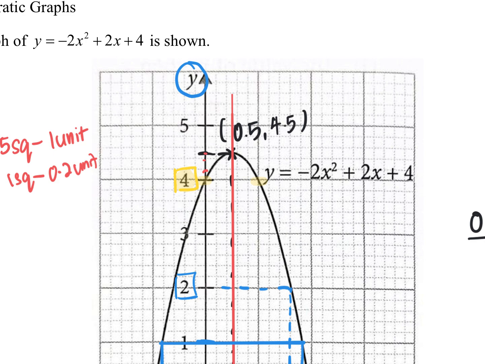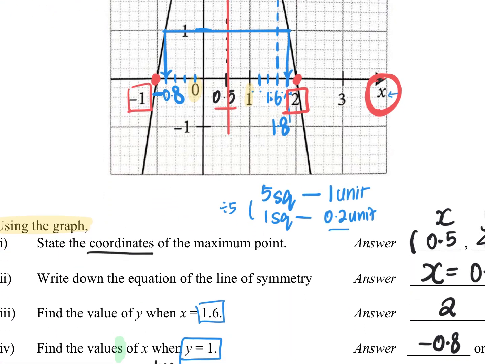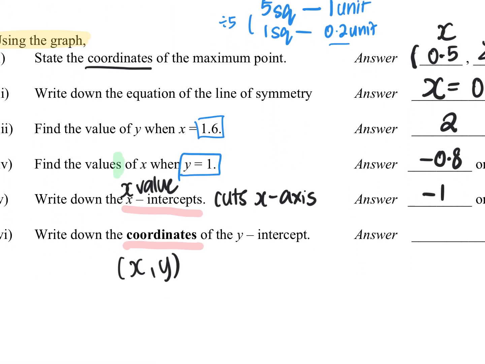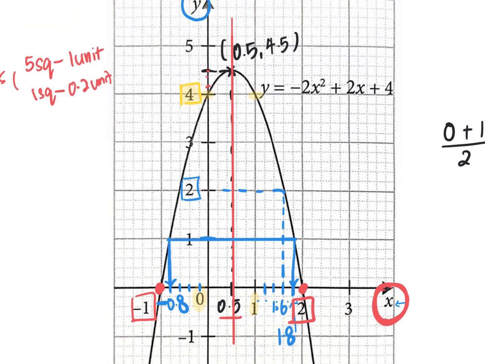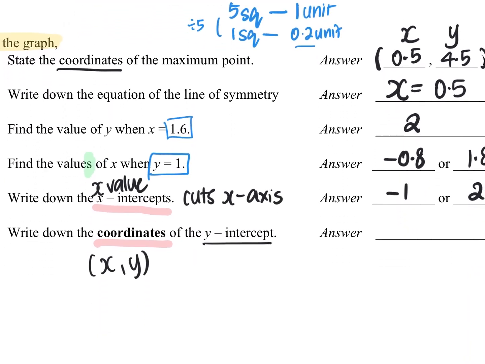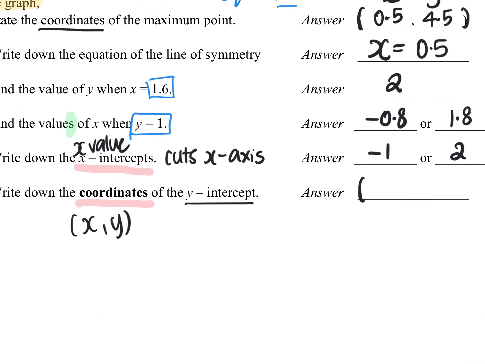If they want coordinates, then I give them x and y, a pair, right? Next question. The question here says write down the coordinates of the y-intercept. So we already know the y-intercept, the y value, is the number 4. Now when they want the coordinates, it means I want a pair of brackets with a comma, the x and y value. The y value is the number 4, which is what we have found.